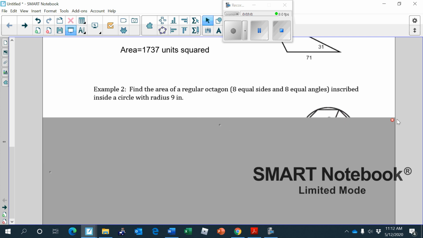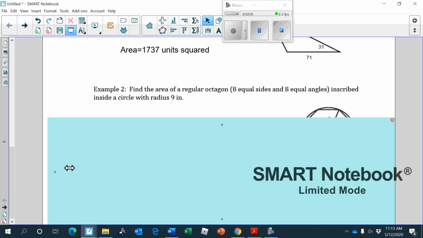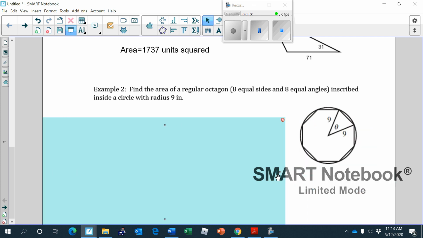So this one's a little bit different. Sorry, I wrote it wrong. Hold on one second. You're looking at that octagon on your paper, right? We are not given this angle, so we have to find that angle.